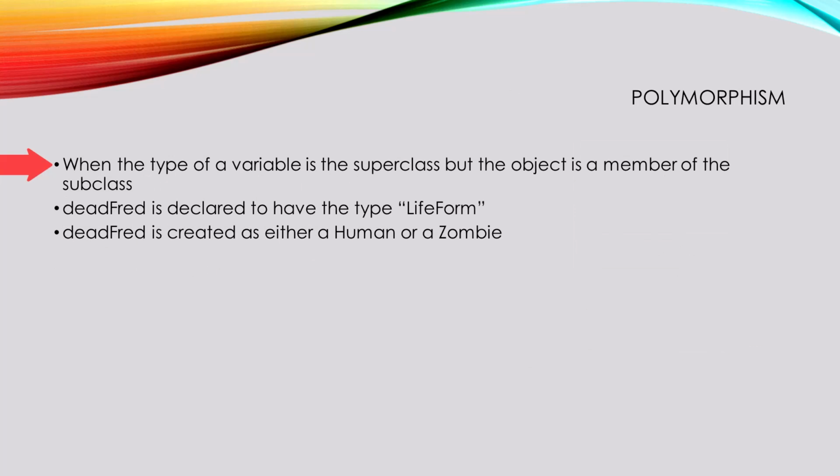With this solution, we're taking advantage of a technique called polymorphism, when an object's type is declared to be the superclass, but the object's actual type is the subclass. Our variable, deadFred, is declared to be of type lifeform, but when the test is running in testZombie, he's a zombie, and when the test is running in testHuman, he's a human. This works because inheritance is an is-a relationship. A human is a life form, so it's okay that deadFred is declared as a life form when he's really a human.